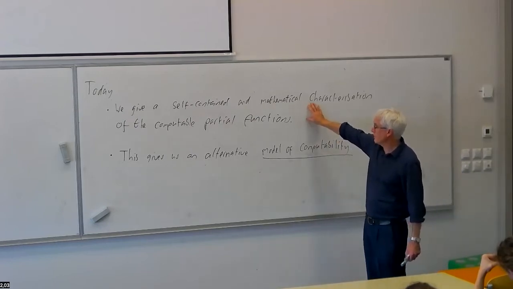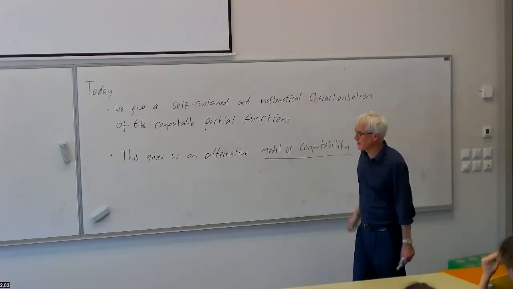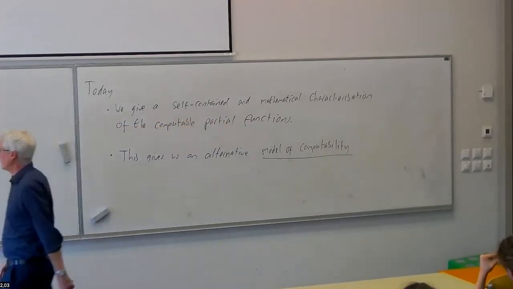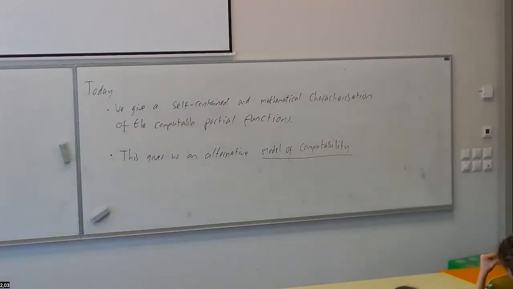If we do this, if we give a self-contained and mathematical characterization of these functions, of these computable functions, then one can ignore the Turing machines. You can just say, this is what it means for a function to be computable. So that's a new model. Computability is just that, that's modeled by our self-contained and mathematical description of these functions.